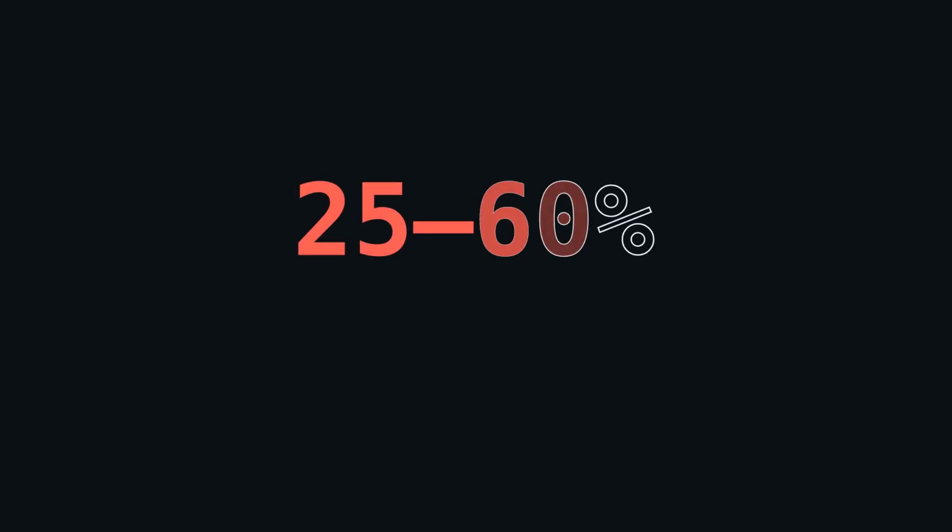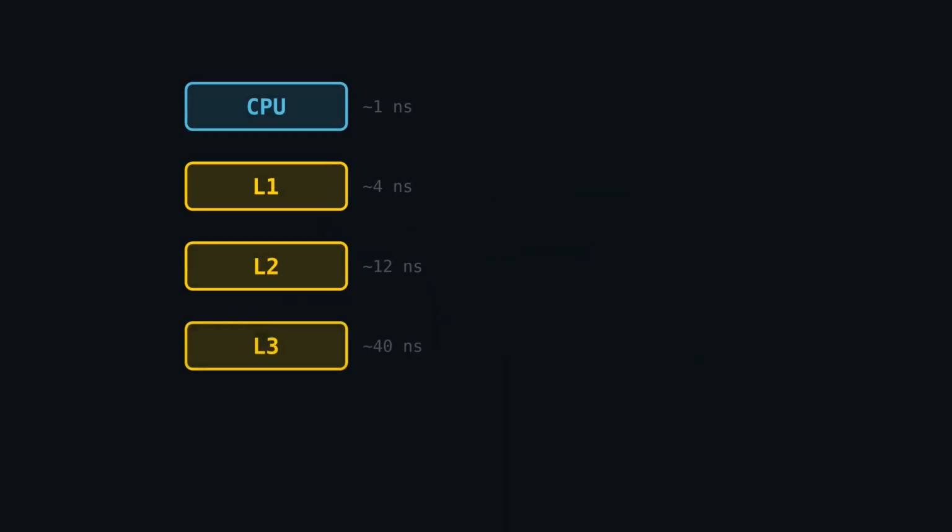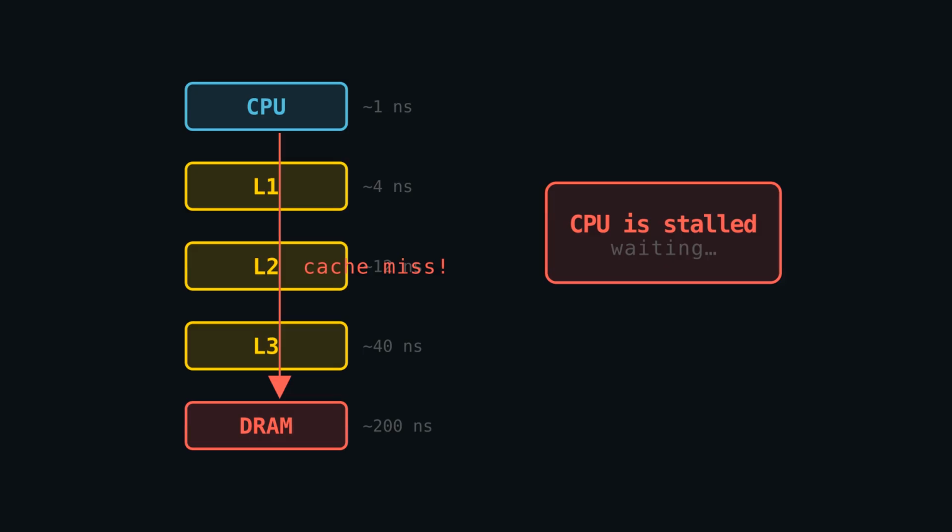In modern data centers, between 25 and 60% of all CPU cycles are wasted, not on computation, but on waiting for memory. When a program reads data that isn't in cache, the CPU must fetch it all the way from DRAM. That round trip takes hundreds of nanoseconds, an eternity in CPU time.